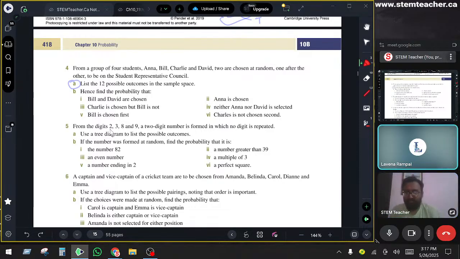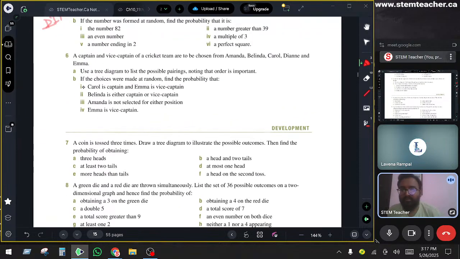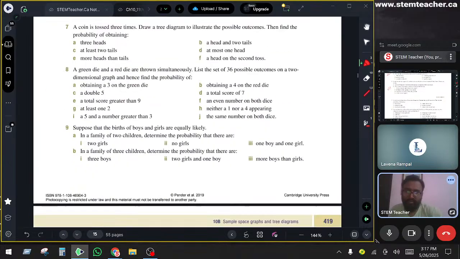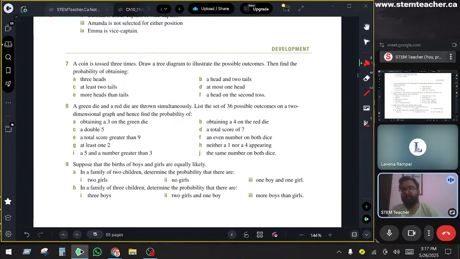Next, the fifth you have to take, which is DIY. Sixth is also DIY. You have to do DIY because they are the basic problems, fundamental problems. What about 7? A coin is tossed 3 times. Draw a tree diagram to illustrate the possible outcomes, then find the probability of obtaining. Draw the tree diagram and forward it to me.